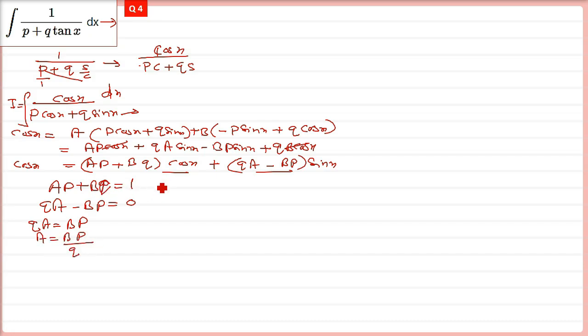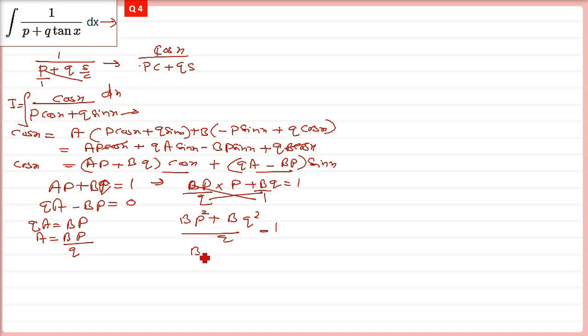This can be written in this first equation. In place of a, write bp by q. You already have a p here, plus bq equals to 1. Now multiply these. Take the LCM. bp square, p and p will form p square, plus bq square. In the denominator you have q, you can take it on the right. You can take b also common, and this will give you p square plus q square, that will go in the denominator. So b will be equal to q divided by p square plus q square.